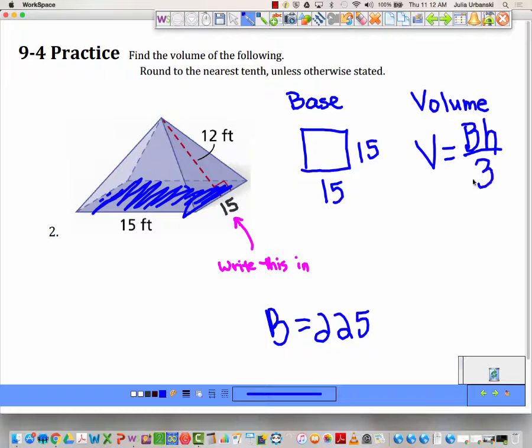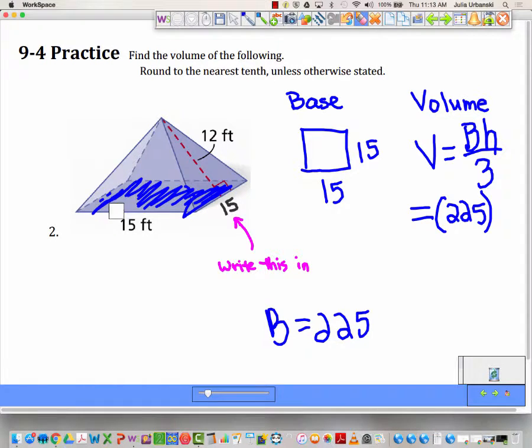Good. That's right. Everybody had that right. It's the base area times height, and then it's divided by 3. So we know what the base area is. That's why we always do that work first. Capital B is 225. Height. Is this 12 the true height that we want? No, it's not. No. That's right.